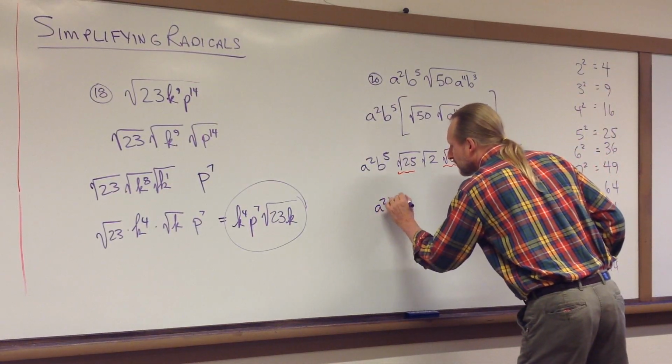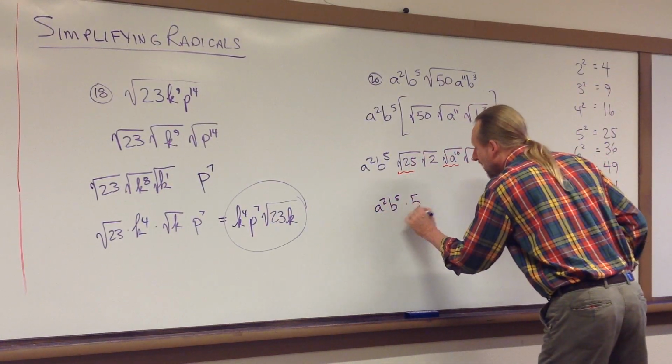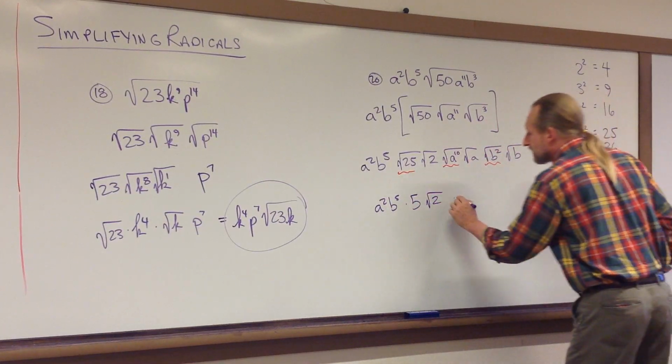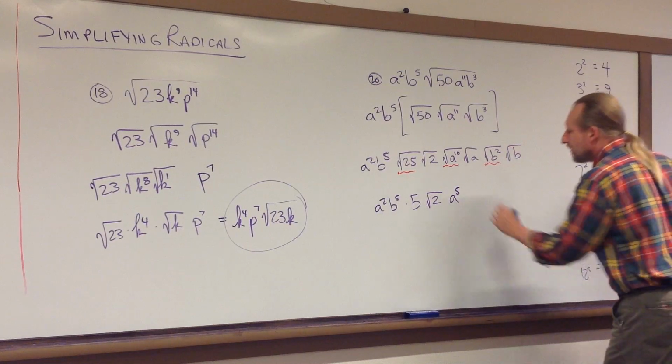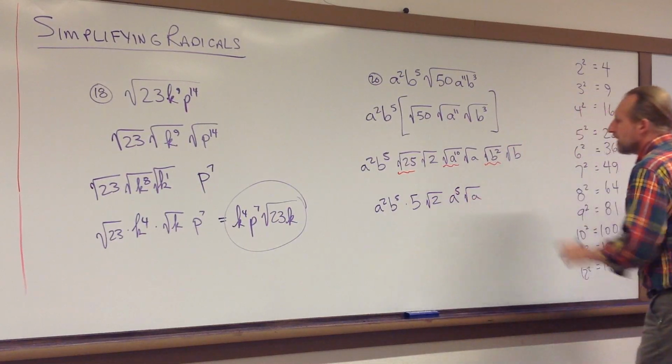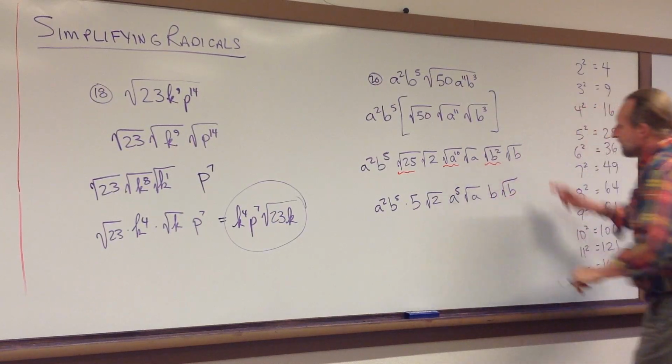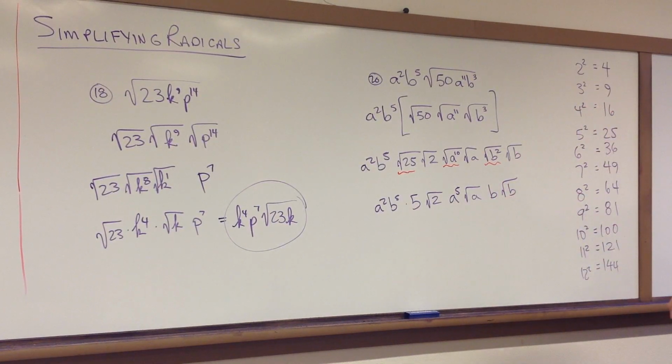So there's that a squared b to the 5th. This will be 5. We'll keep that square root 2. Square root a to the 10th is going to be a to the 5th. And then we'll have that square root a. And square root of b squared is just plain old b. And then we've still got that b underneath the square root.